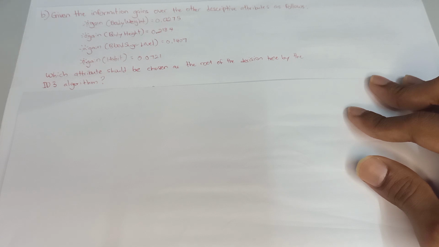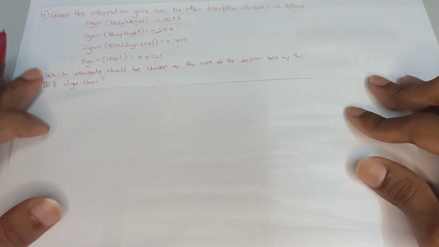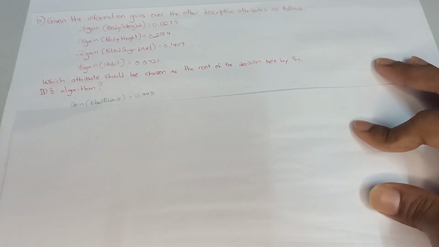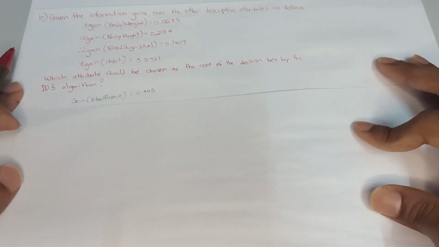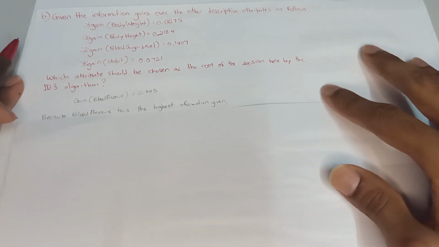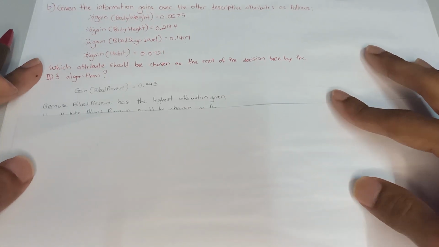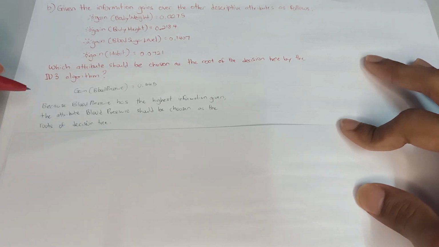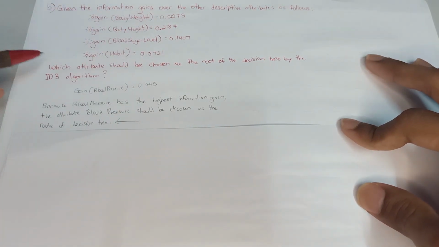As we already solved question 1a, we should be getting the gain blood pressure. So the gain blood pressure is 0.445. So because blood pressure has the highest information gain, the attribute blood pressure should be chosen as the root of the decision tree. So this is the answer for question 1b.